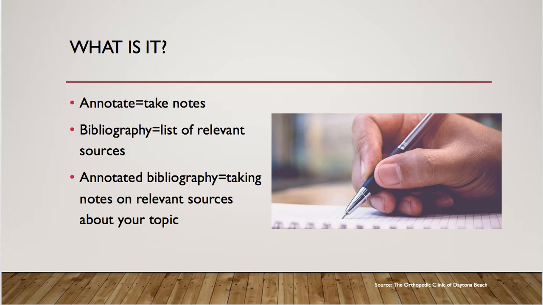So a bibliography, what's that? It's basically just a list of all the sources you've read about a specific topic. Annotation, what's that? Well, to annotate basically means to take notes. So an annotated bibliography is a list of sources about a specific topic with your notes about them. That's it.